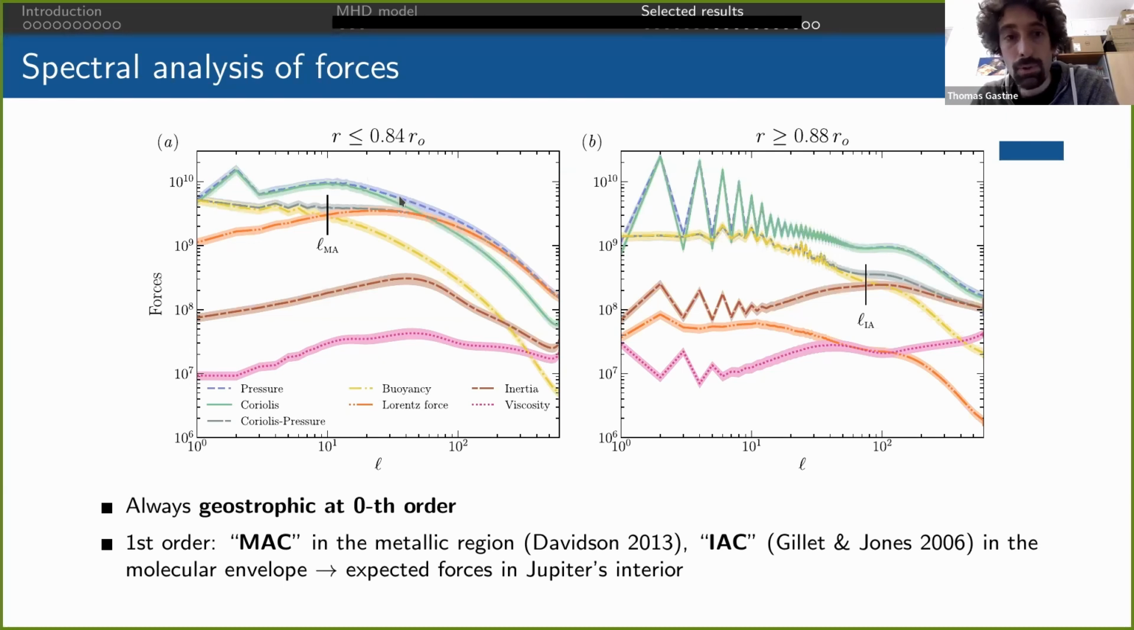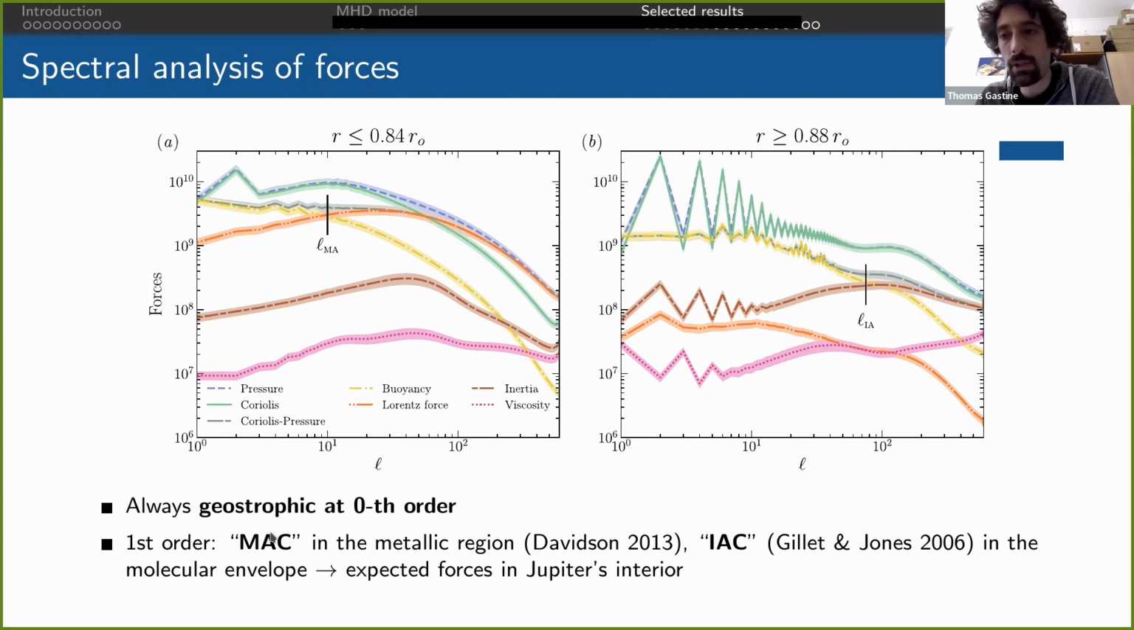Of course, they don't perfectly match. So you can construct the difference between Coriolis and pressure and build what we call the ageostrophic Coriolis contribution. This is plotted in gray here, but you hardly see it because it's a little bit in the back. But what we see is that this ageostrophic Coriolis force is balanced on the large scale by buoyancy, here in yellow, and it's balanced by Lorentz force on smaller scales, beyond a degree of 10, for the metallic part. And so here in the metallic region, this forms the so-called QG-MAC, quasi-geostrophic MAC balance.